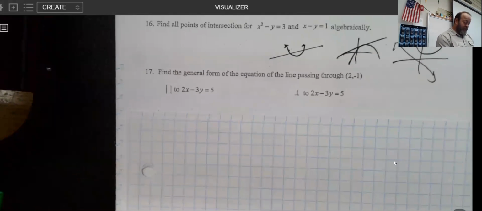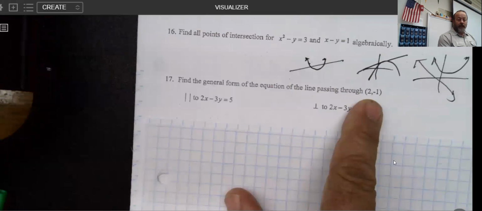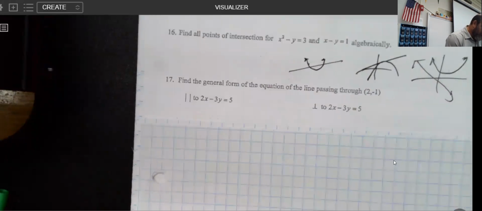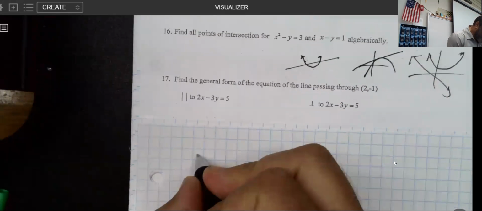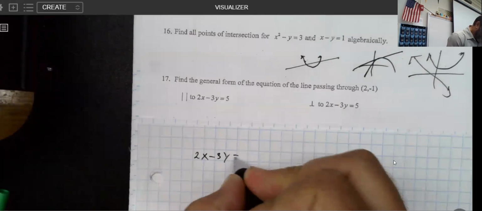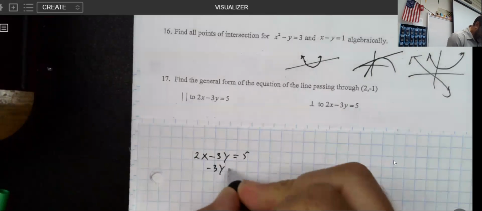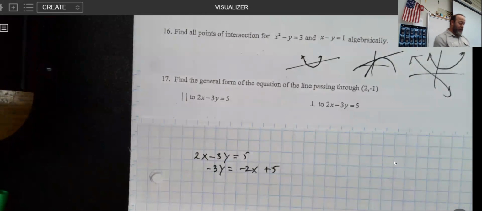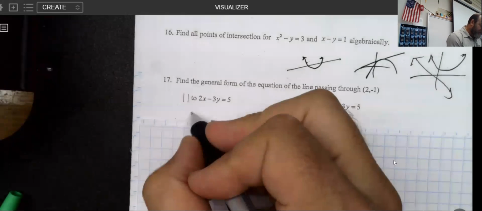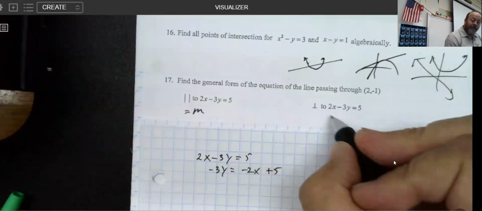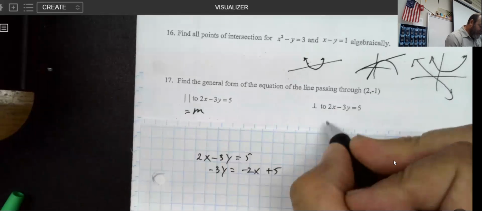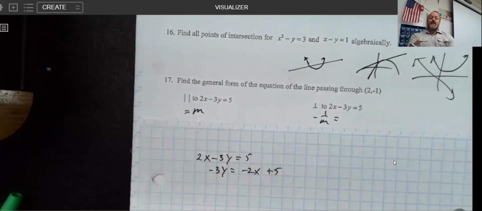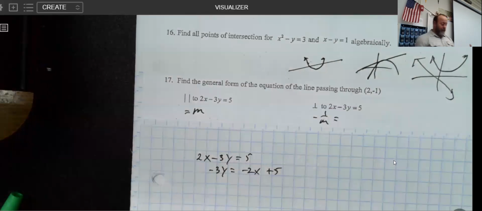We want to find the general form of an equation that passes through this point right here that is parallel to this one and perpendicular to that one. So let's take a look at that. So what I know is if I have 2x minus 3y is 5, a pretty good idea would be to move this around a little bit in order to isolate that slope. Because again, if we have parallel lines, we want equal slopes. And here in perpendicular, we want opposite reciprocal slopes. So whatever that slope is, we want to change the sign, flip it over, that's going to make it perpendicular.